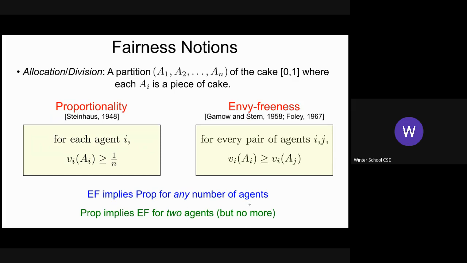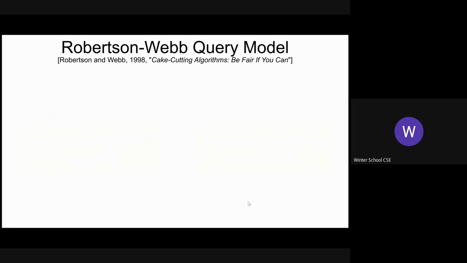So we might want to now design algorithms that find either proportional or envy-free divisions. But in order to argue about the complexity of this algorithm, we like to say that we want to design a polynomial time algorithm, and that polynomial is a polynomial in the input size. So what is the input size here?